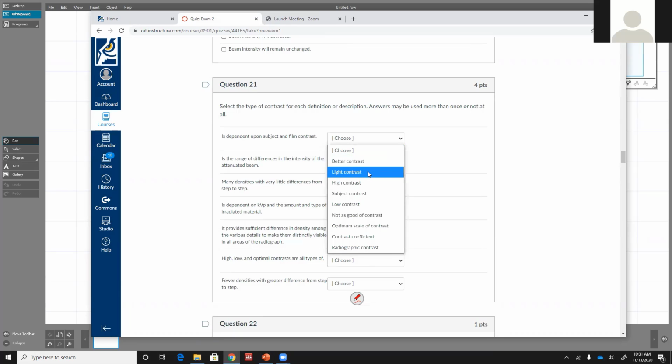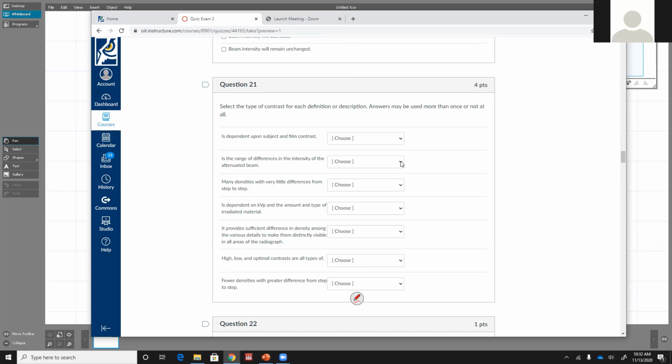Better contrast, light contrast, radiographic contrast, yeah. Okay, it is the range of differences in intensity of the attenuated beam. That is subject contrast.